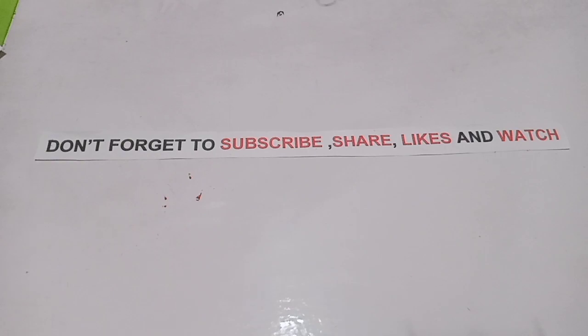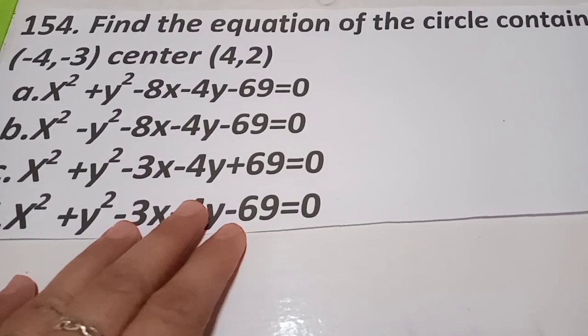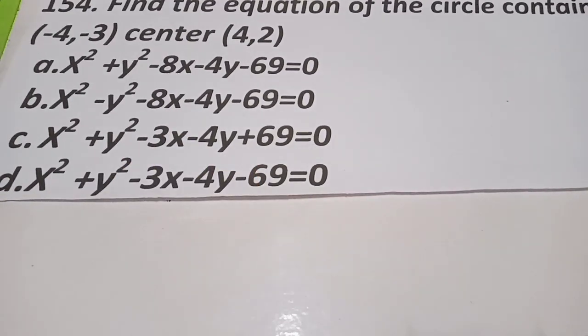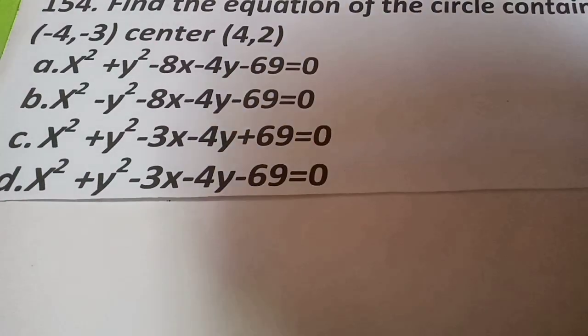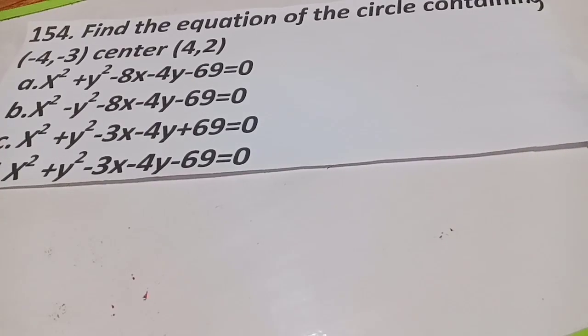Okay, let's proceed to number 154. Again, this is my 154. Find the equation of the circle containing the point negative 4, negative 3 and the center 4, 2. Find the values for h and k. So what you will do, guys, is let's get the values for h and k. Okay, what will be the values for h and k?